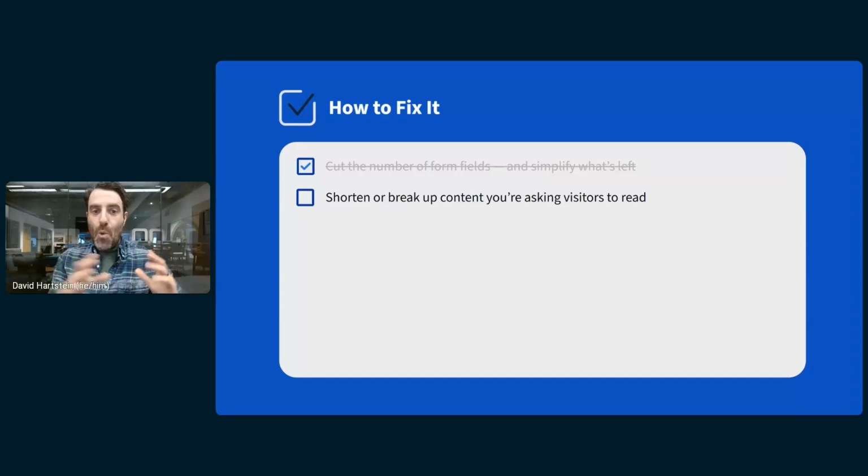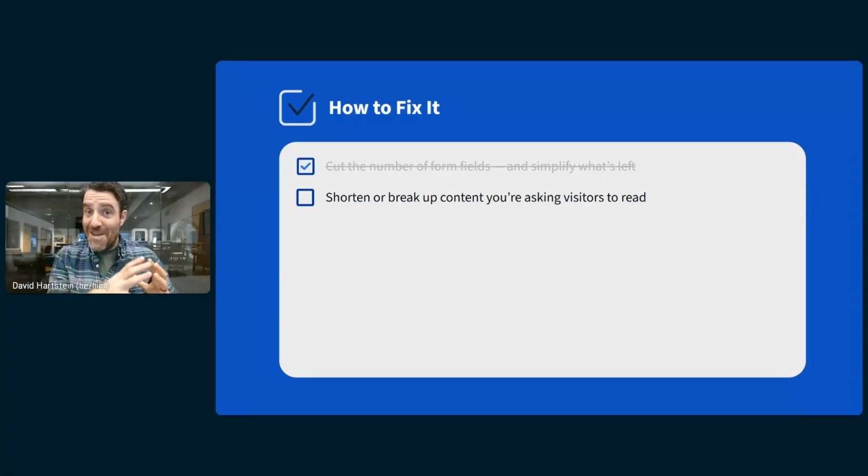Okay, quick caveat here. We don't want to remove content that folks really need to know before they take an action. But can we make it shorter? Can we tighten it up? Can we format it more clearly? Can we make it easier to skim? Maybe break it up with headings. We've talked about ways to format content in some previous office hours. How do we really streamline things? How do we really dial things in to make it less overwhelming?